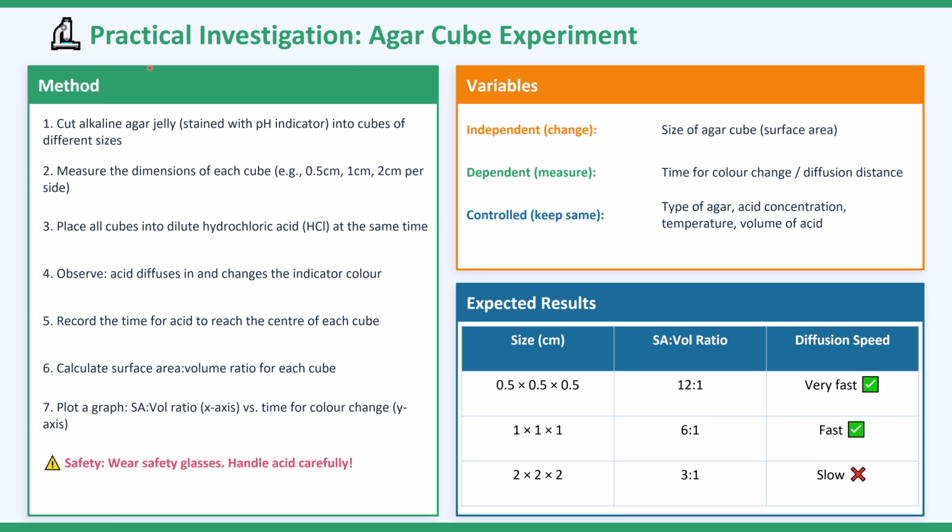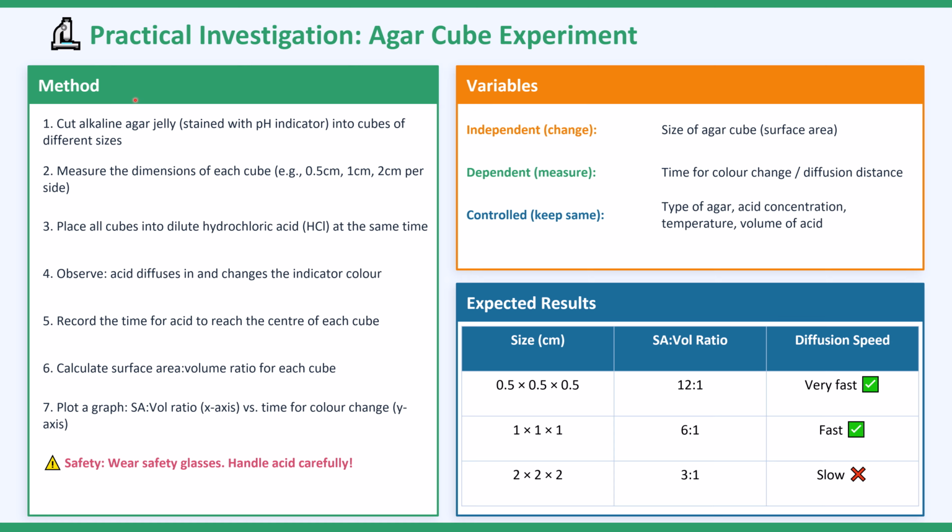In this slide, we are looking at a classic Paper 6 alternative to practical, or Paper 5 practical: the agar cube experiment. This investigation is designed to model how the size of an organism affects the rate of diffusion. In exam terms, we are investigating the relationship between surface area to volume ratio and the rate of diffusion.